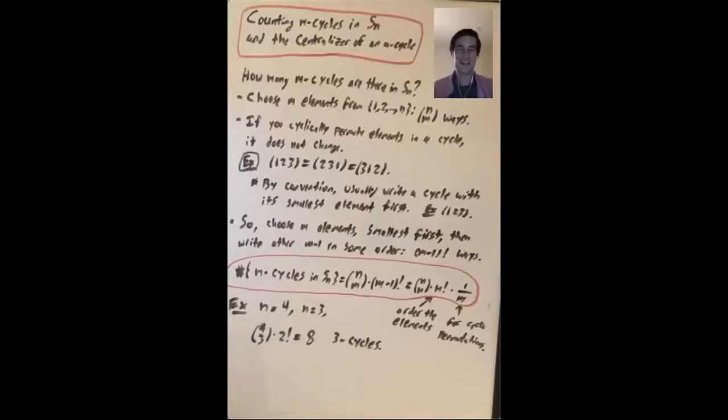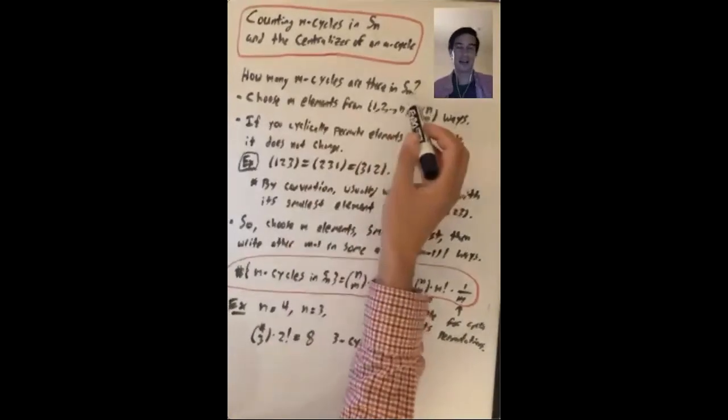Our goal in this video is to do two things. First, we're just going to count the number of m cycles in the symmetric group Sn. And then we're going to talk about what the centralizer of an m cycle in Sn is. So let's do this counting part first. How many m cycles are there in Sn?